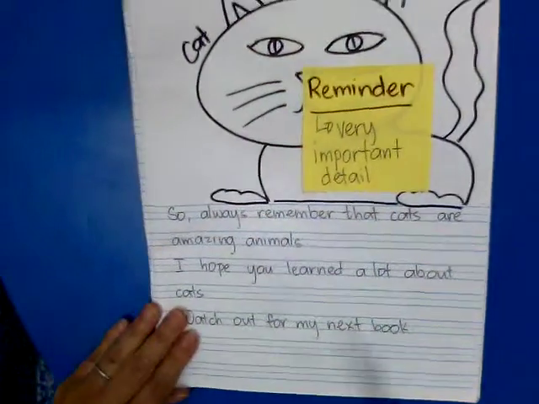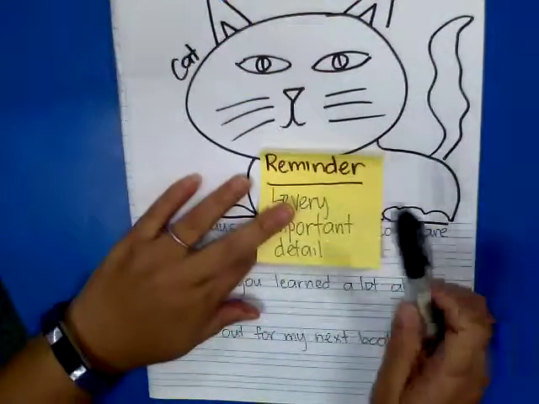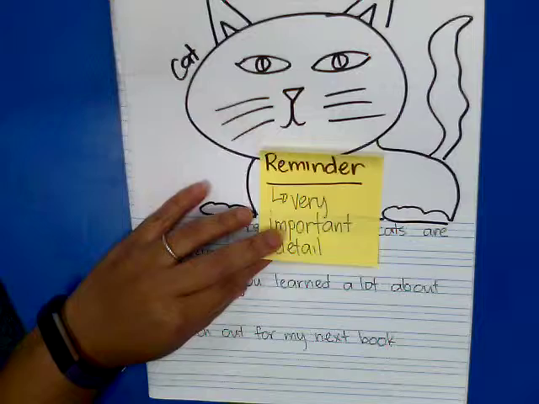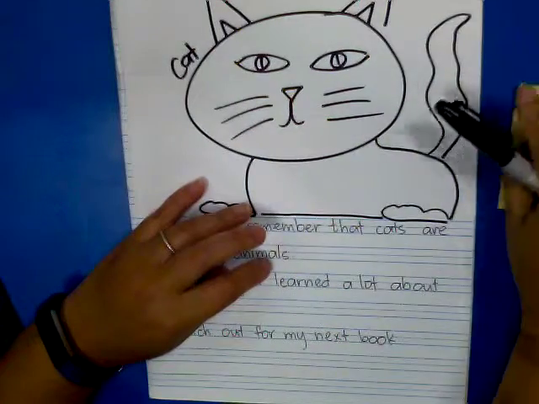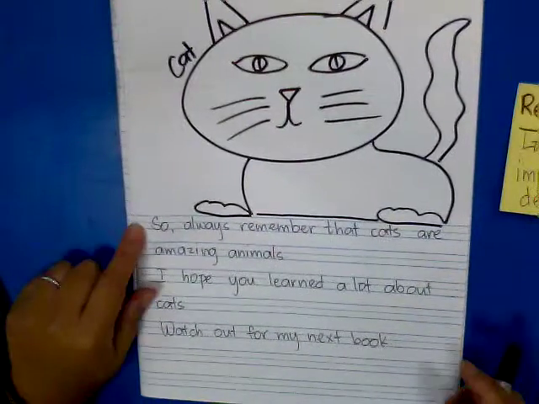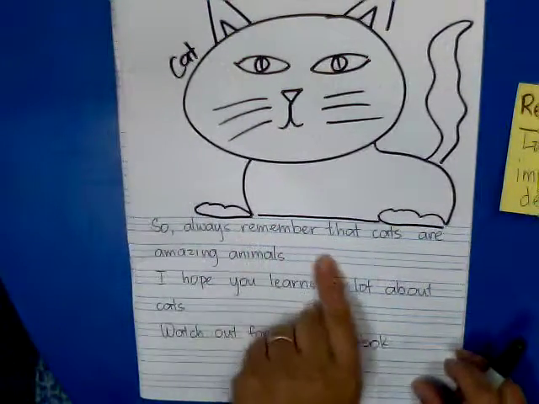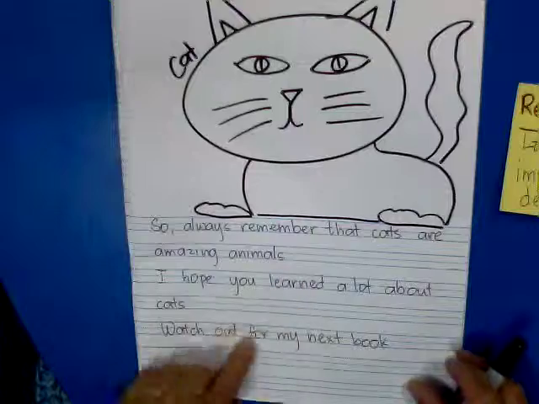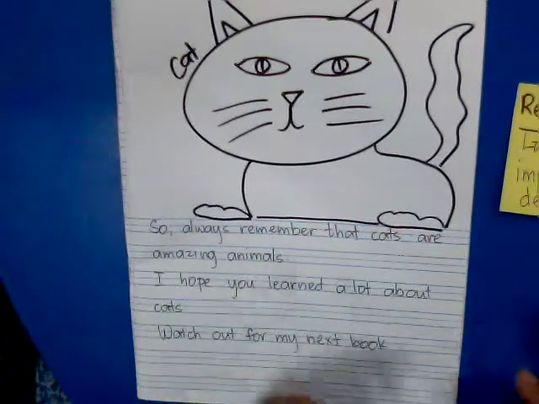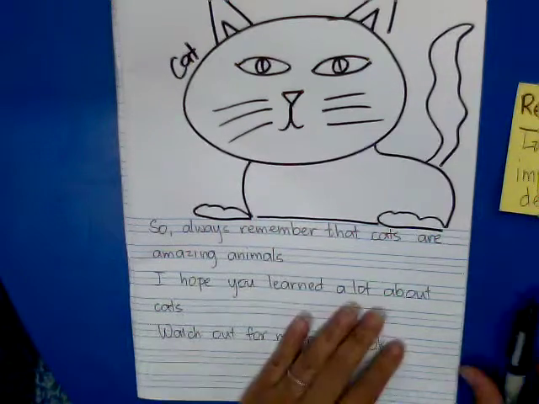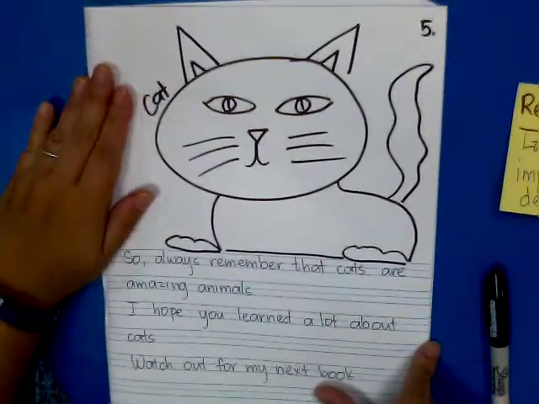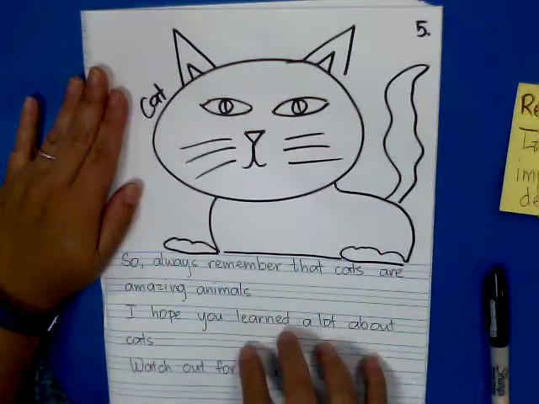Now, let's read our fifth page. Here, we used a reminder as a strategy in closing our book, as to end it. So always remember that cats are amazing animals. I hope you learned a lot about cats. Watch out for my next book. See ya. See how easy it is? So this is how you end your information book.